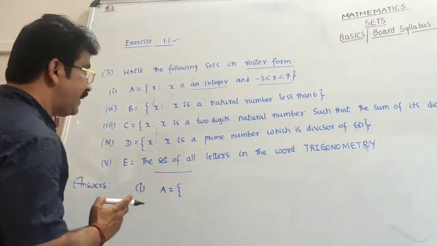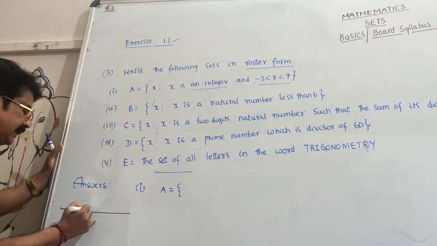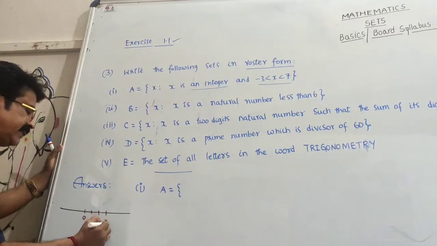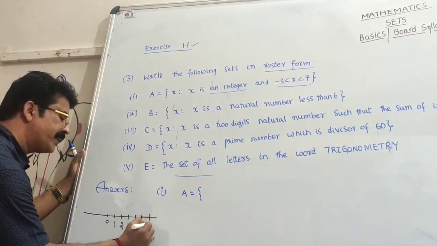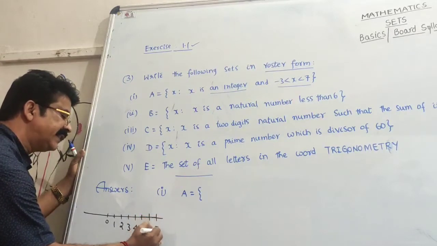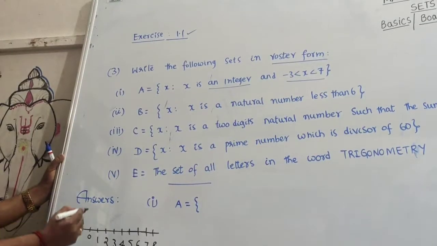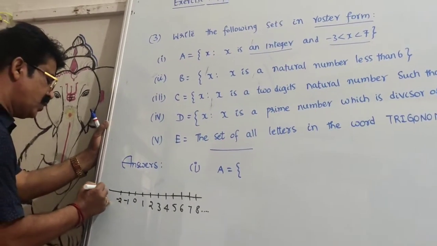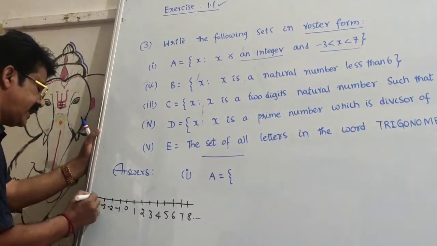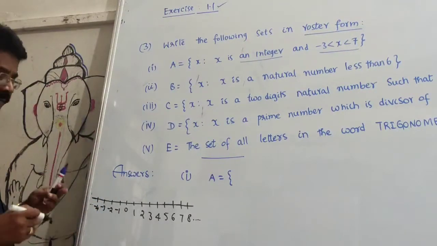Listen, first take the real line. Actually, this is the graph. 0, 1, 2, let it be 3, 4, 5, 6, 7, 8 and so on up to infinity. Next, negative side. -1, -2, -3, -4 and so on up to -infinity.